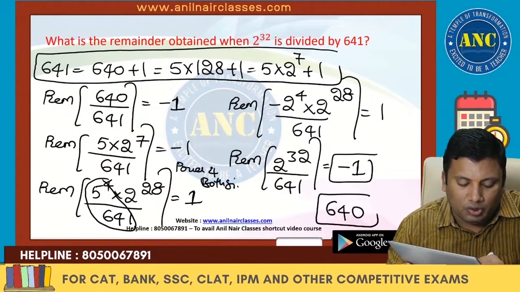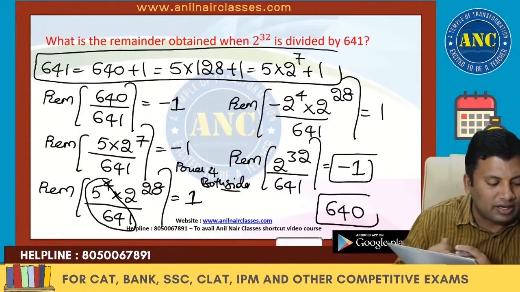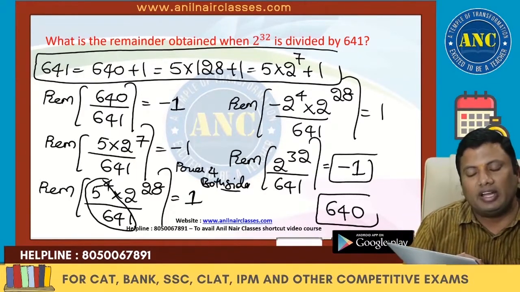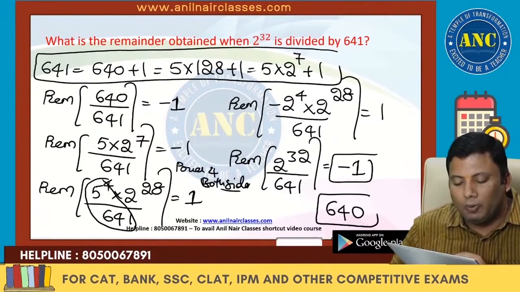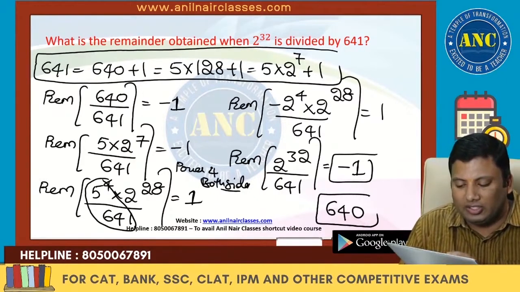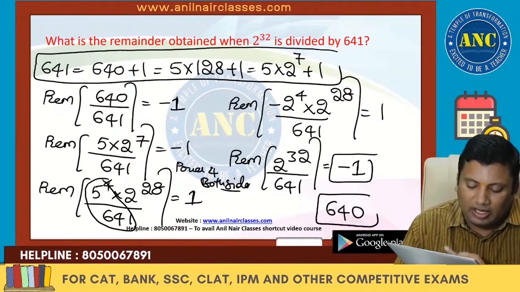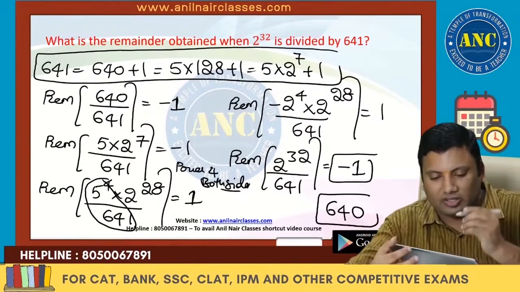5 power 4 into 2 power 28. 625 divided by 641 is minus 2 power 4. If I multiply, 2 power 32 divided by 641 is minus 1. So minus 1 is nothing but the positive remainder 640.